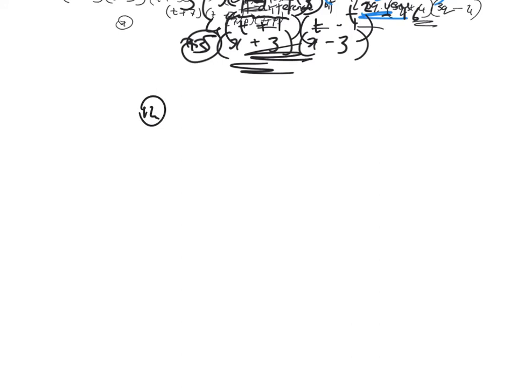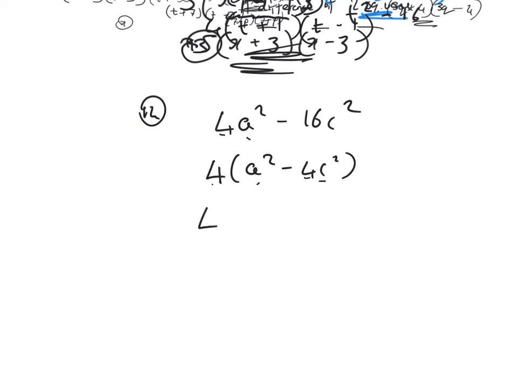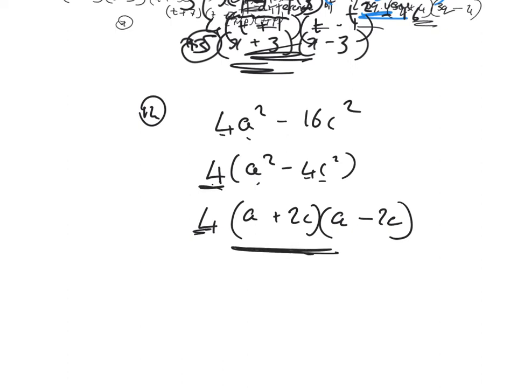Okay, example 14. 4a squared minus 16c squared. Okay, so I can take out a common factor of 4. So that's 4 bracket a squared minus 4c squared, since 4 times a squared is 4a squared and 4 times 4c squared is 16c squared. Okay, I can now do difference of two squares, bracket with a plus, bracket with a minus. Square root of a squared is a, square root of 4c squared is 2c, but remember there's a 4 at the front. Final answer, 4 bracket a plus 2c bracket a minus 2c.